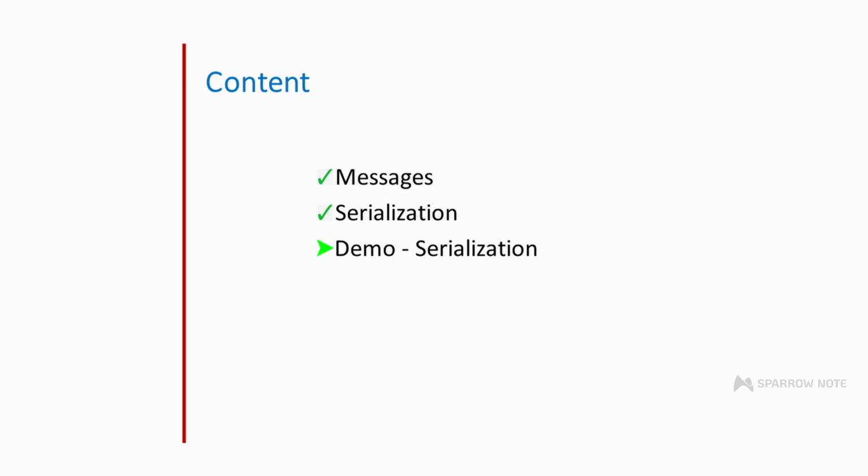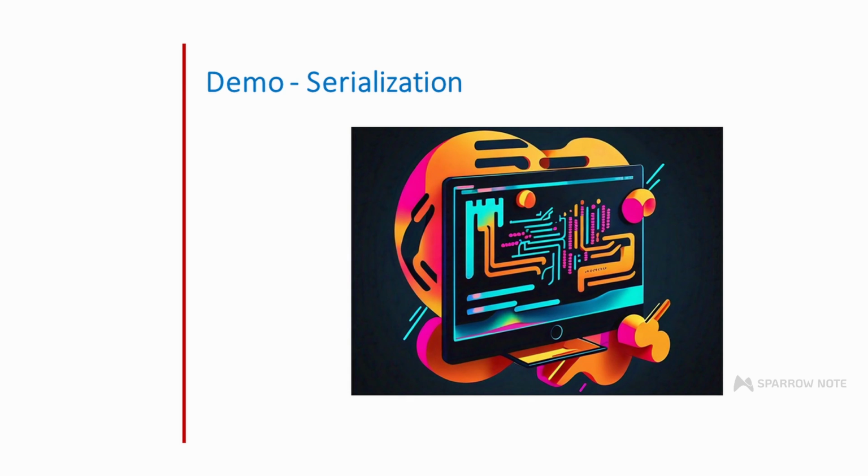Next, we will do the demonstration. In this demo, first we will serialize an object and send this serialized object to a topic using a console application. Then we will retrieve the message from the topic and deserialize it using a console application. Finally, we will display the message in the console application.